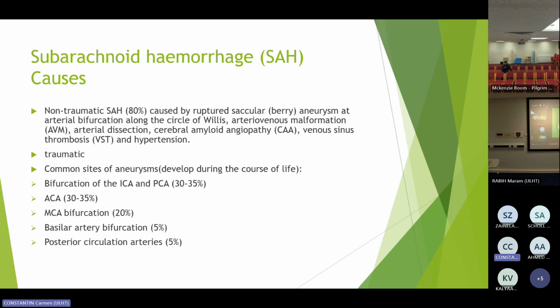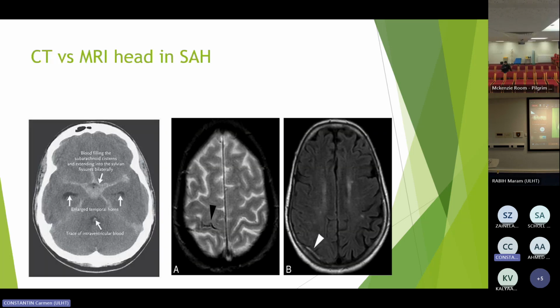So it's good that actually we have fewer aneurysms as a site anatomically of these formations, which actually could develop during the course of life. So we are not born with this vessel malformation.